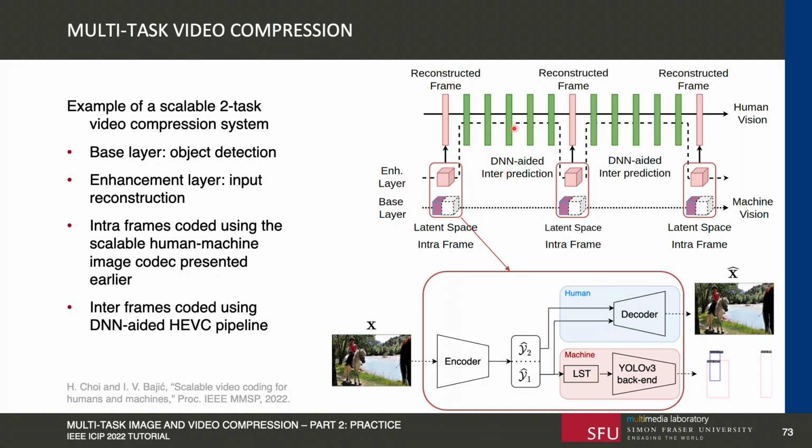frames in the GOP are coded predictively using the HEVC pipeline that was extended using a neural network-based frame prediction. So human viewing operates at a full frame rate.